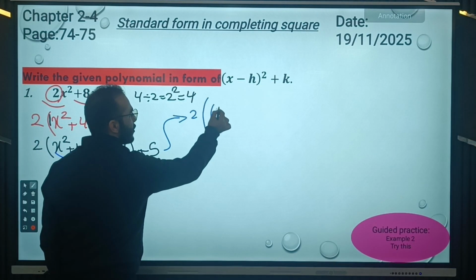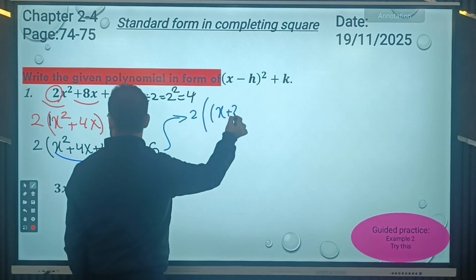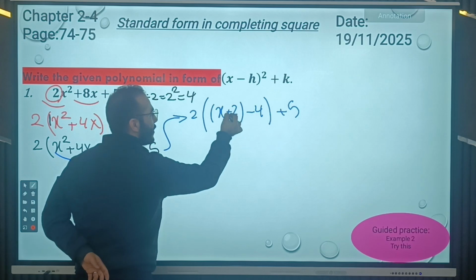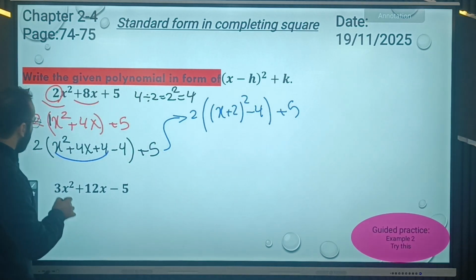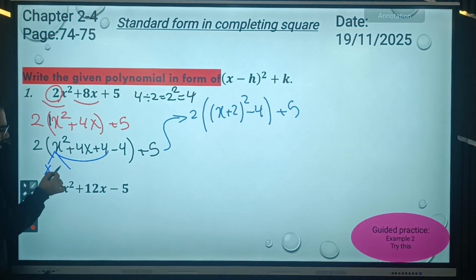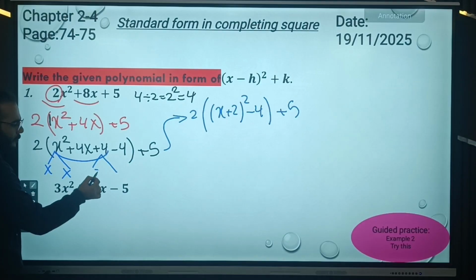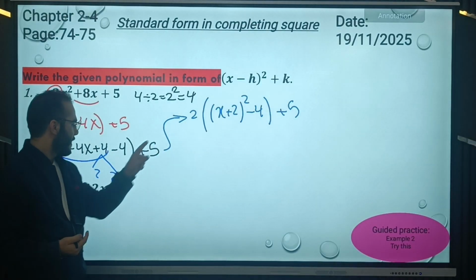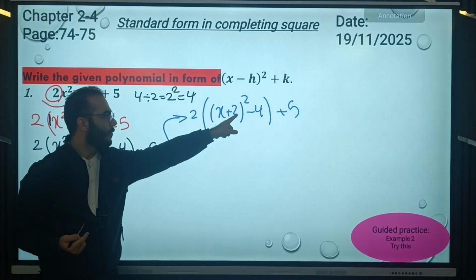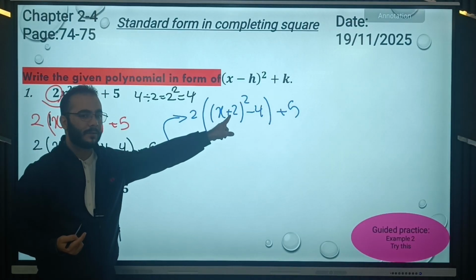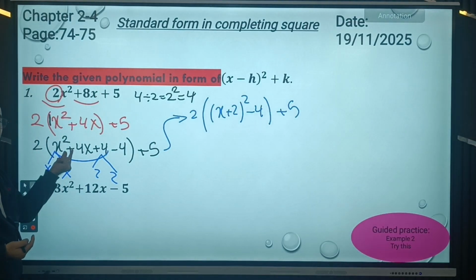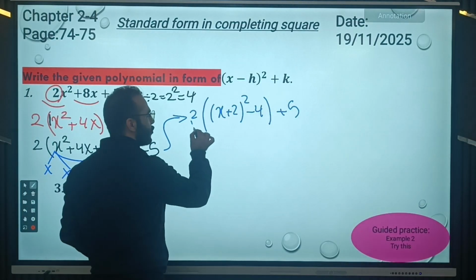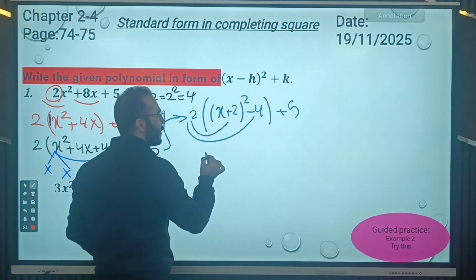Perfect. So here, let's just move here. 2 times x plus 2 squared, minus 4 plus 5. How did I get this x plus 2? Remember, this x squared comes from x times x, and 4 comes from 2 times 2. So I will take one term from here, which is x, and one term from here, which is 2. How did I realize that it is plus? Because the first sign is plus. Exactly.